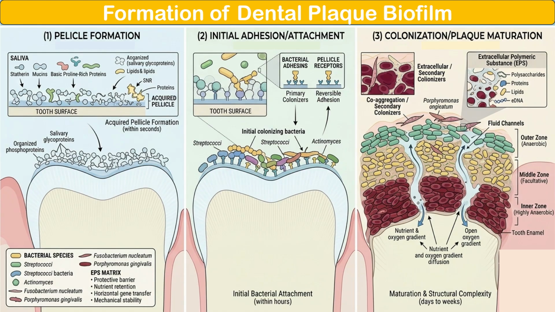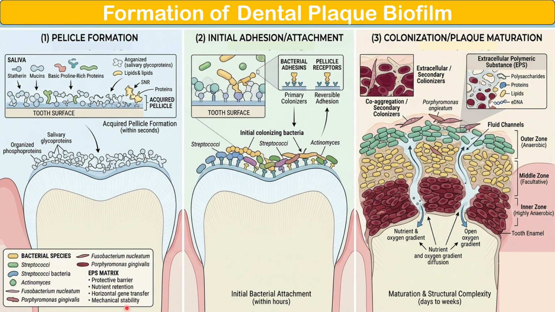Now let's understand the most important part of dental plaque, that is its formation. It is formed in three stages. First is pellicle formation, second is initial adhesion or attachment, and third is colonization or the plaque maturation stage.